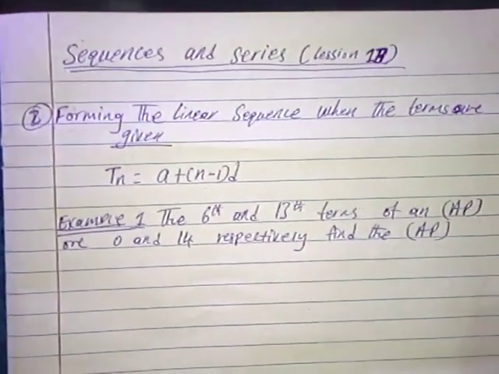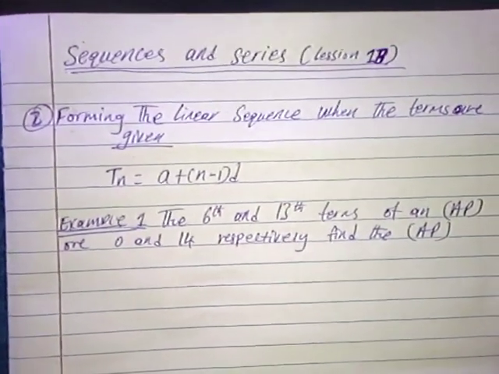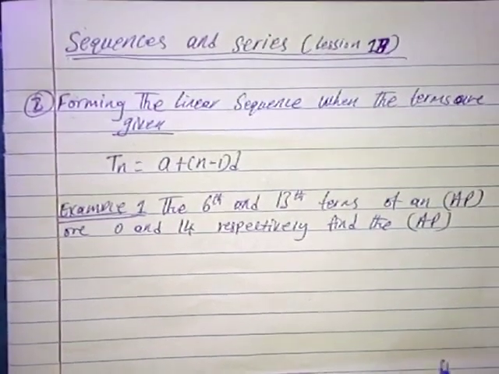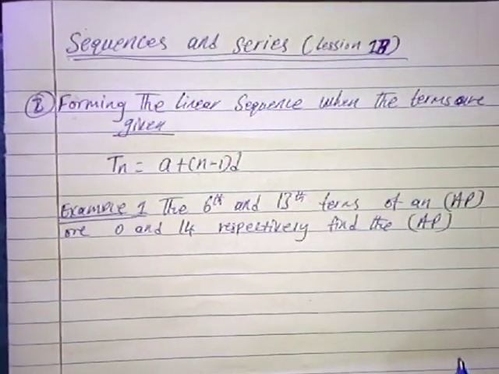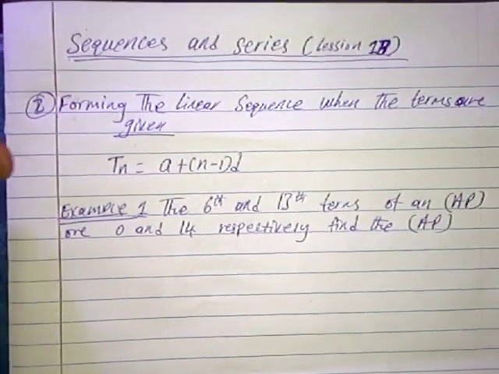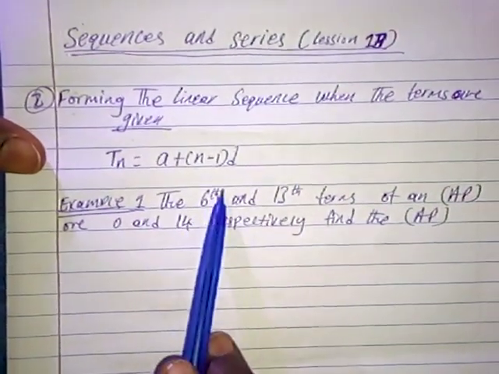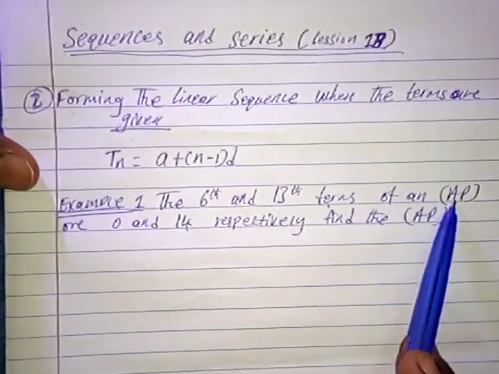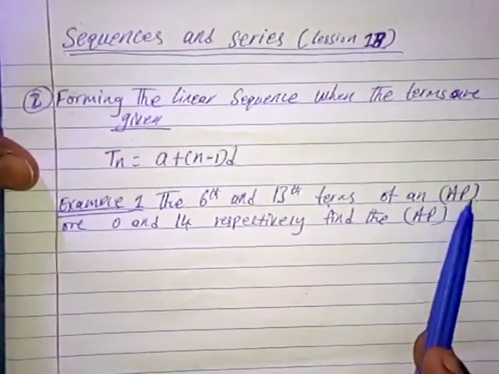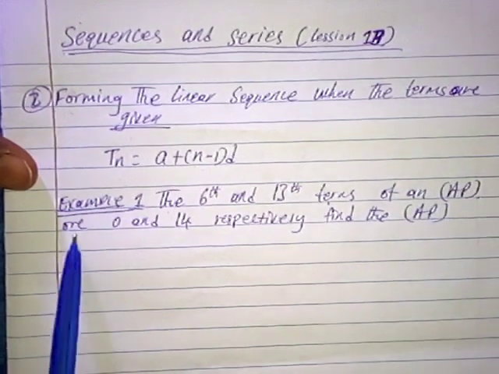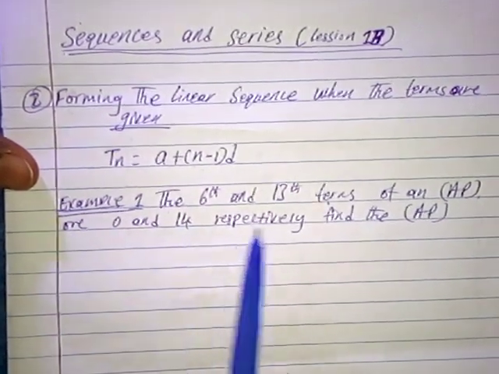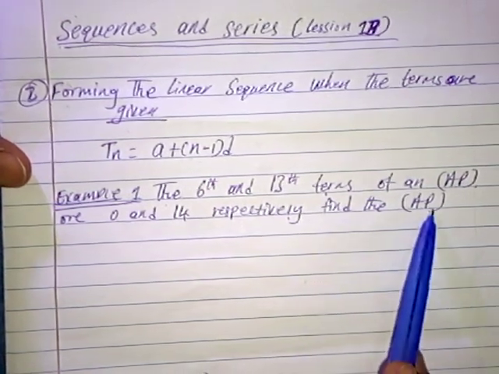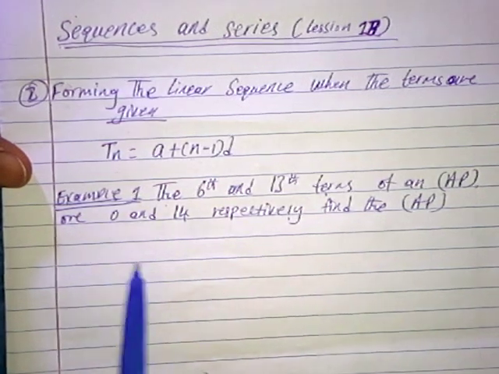All about forming the linear sequence when the terms are given, you have to understand the question. Understand every question that they give you. Now, let's see how we understand the question. The 6th and 13th term of an AP, which means arithmetic progression or linear sequence, are 0 and 14 respectively. Find the AP. That means find the linear sequence.